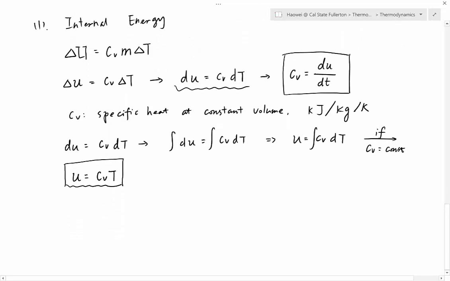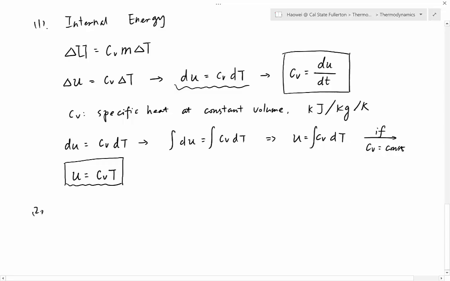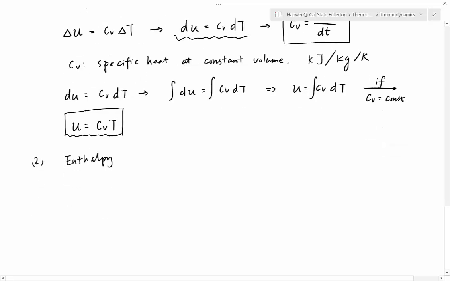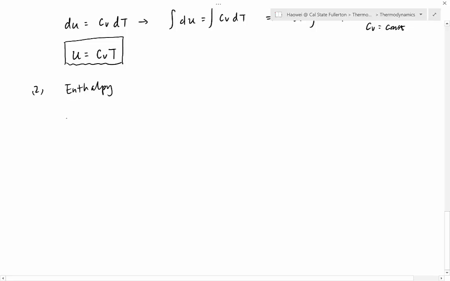Okay, so now after internal energy, we do something very similar, but this time we start from enthalpy. First of all, delta H. What is the definition of enthalpy? Can you remember? The definition of enthalpy is internal energy, capital U, plus pressure times volume. This is the definition of enthalpy, capital H.